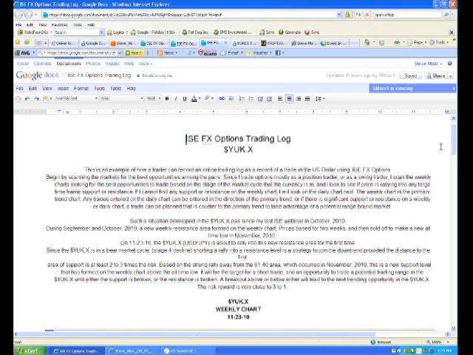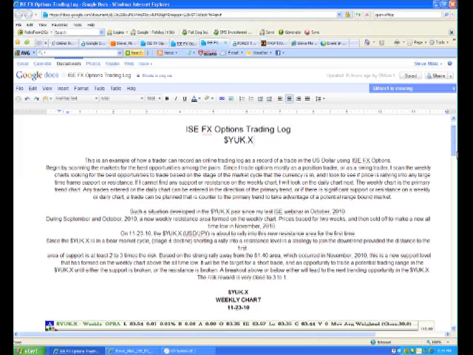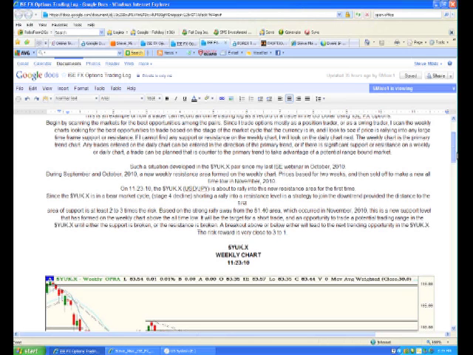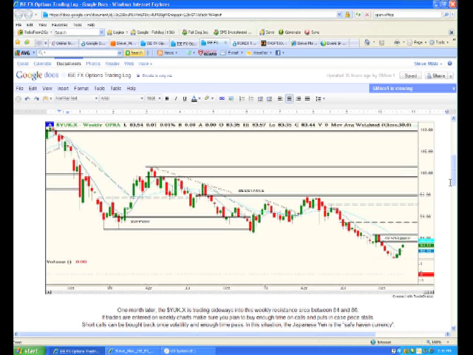So such a situation developed in the yen pair since I did that last ISE webinar in October last year. During September and October, a new weekly resistance area forms on the weekly chart. Price bases for 2 weeks, sells off and makes a new all-time low against the yen in November of 2010. On 11/23, the dollar is about to rally into this weekly resistance area on my chart here for the very first time. So you should see the weekly chart, and you should see the rally that's just about to go into the resistance area that I marked off with a couple of lines and the word resistance.